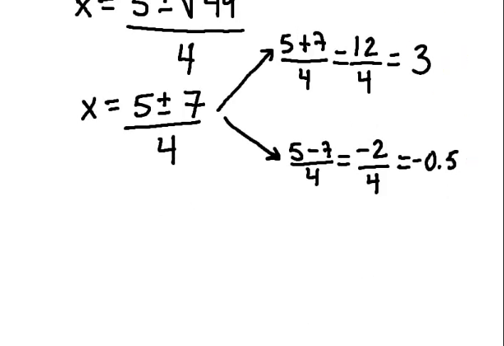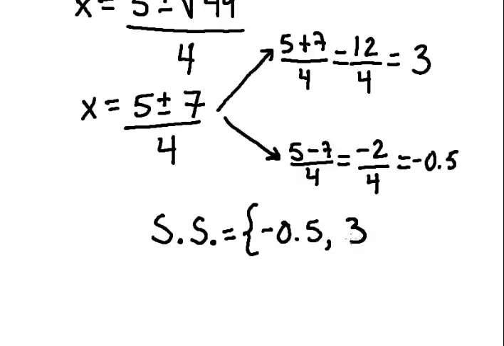So, how am I going to write the final answer for this? I'm going to write it like this. Capital S, dot, another capital S, another dot, equal, curly bracket, and I'm going to put them, the order doesn't matter, but I prefer to put them in order, minus 0.5, comma, 3. And I close the curly bracket. That will be the answer of the equation.